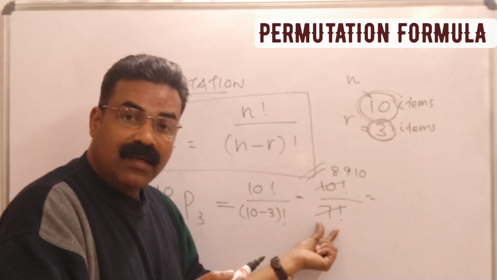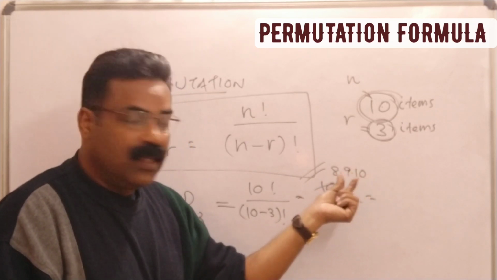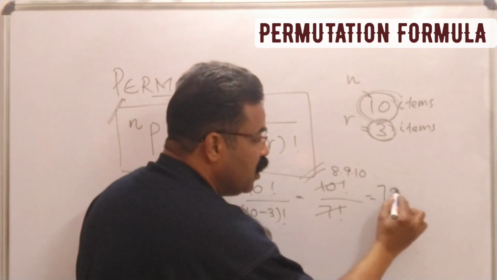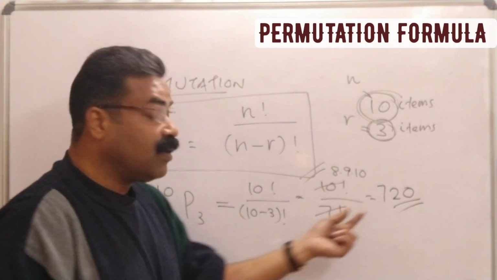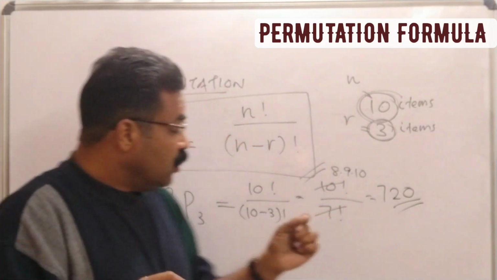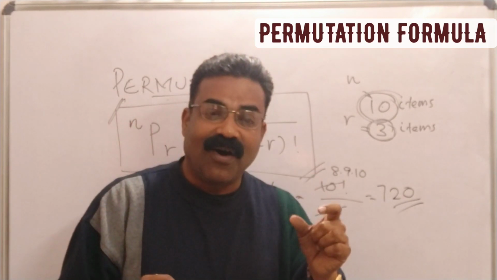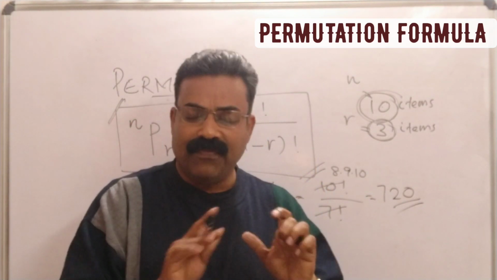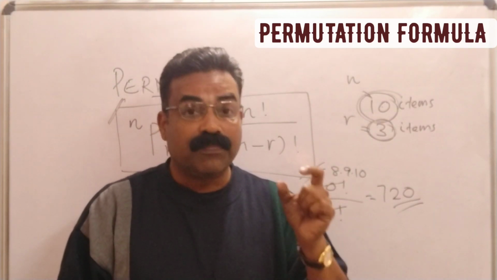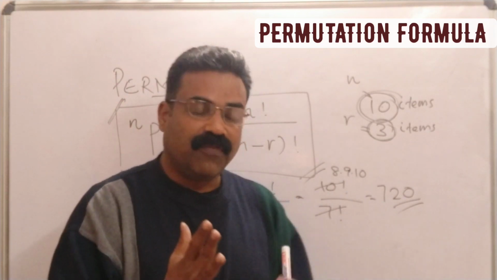What will be remaining? What is left? 8 into 9 into 10. What is 8 into 9 into 10? 8 into 9, 72. 72 into 10, 720. So, 720 different ways you can arrange 3 items taken at a time from a total of 10 items. Very simple. So this is the nPr formula, that is the permutation formula. Kindly note it, then we will see what is the combination formula.